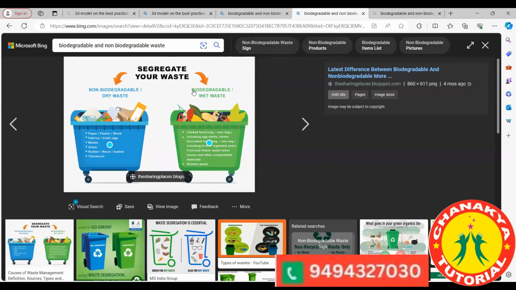Sir, but how do I show segregating the waste? You will show segregating the waste. What does segregate mean? Like putting the correct kind of waste in the correct bin. For example, this is wet waste, right? So we put the wet waste in one bin, and we put dry waste in another.